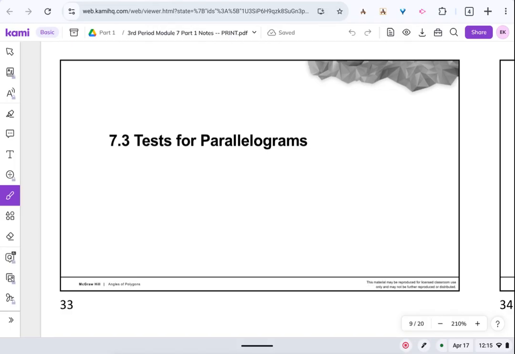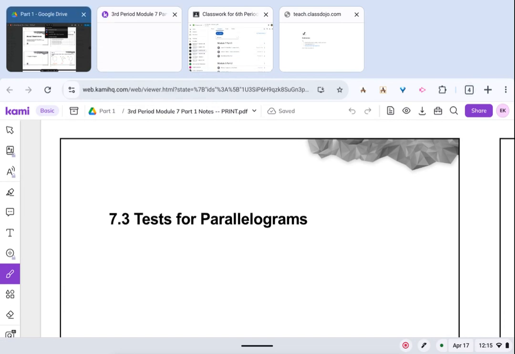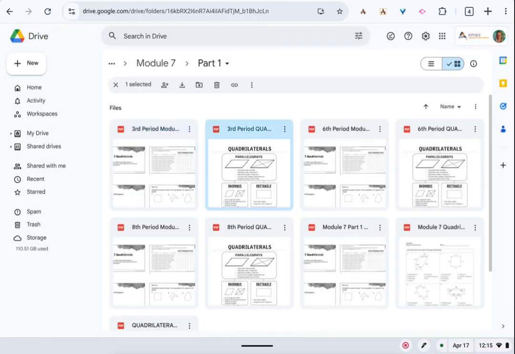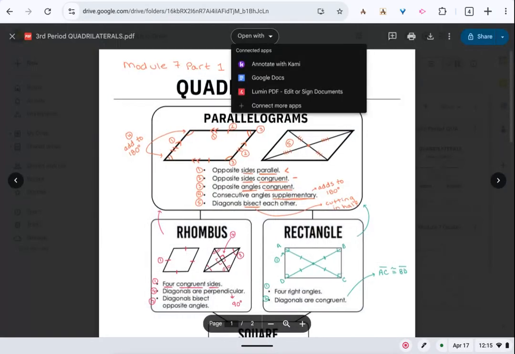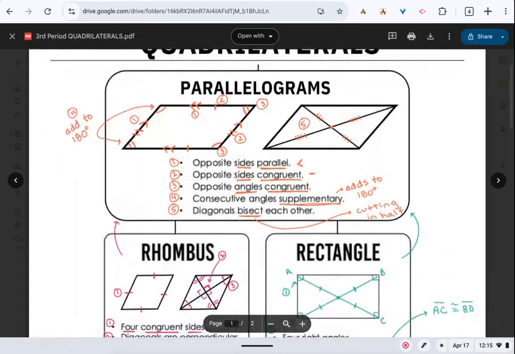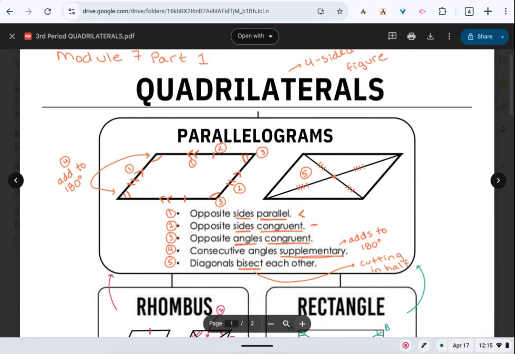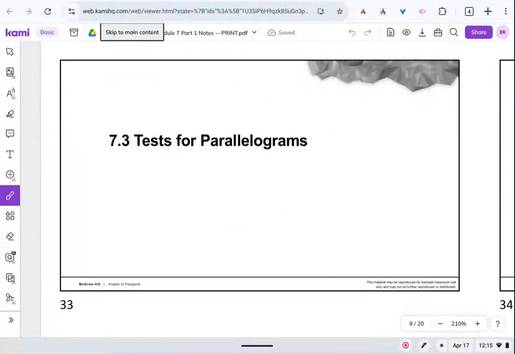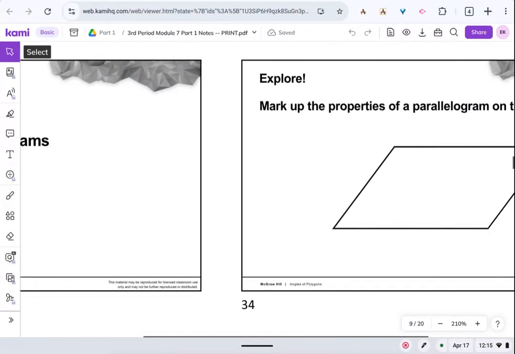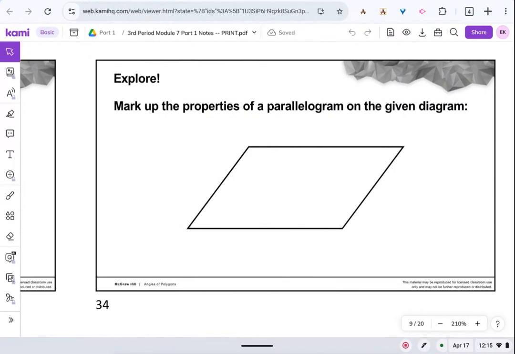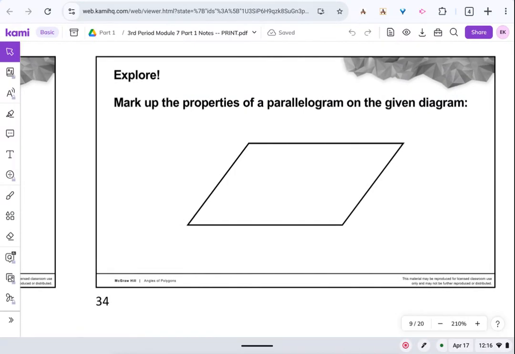So you should have out your parallelogram sheet. I'll open mine just so that we have it open as well. Okay, and then I can refer back and forth to it, or we'll just keep it here because this is all we need. Okay, so in 7.3, our warm-up here is talking about the properties of a parallelogram, just marking them up. So I'd encourage you to maybe go ahead and add in the markings that we've talked about.